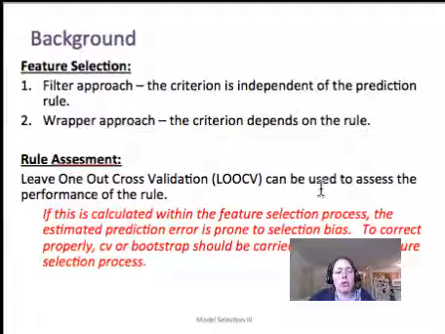So there's 2 approaches to feature selection that they discuss. A filter approach is just an approach that establishes a criterion that is independent of the prediction rule. In a wrapper approach, the criterion depends on the rule. And for rule assessment, leave one out cross-validation can be used to assess the performance of the rule. Note that if this is calculated within the feature selection process, the estimated prediction error is prone to selection bias. To correct properly, CV or bootstrap should be carried out after feature selection.